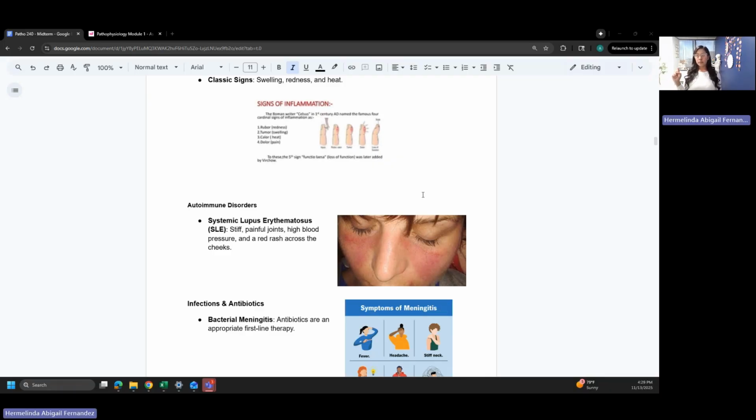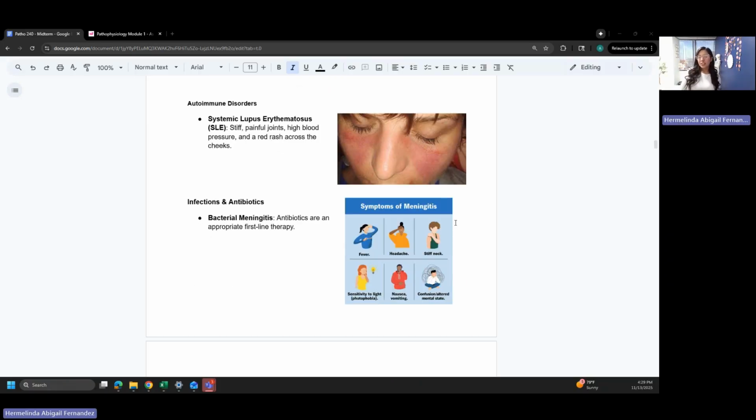Autoimmune disorders. Systemic lupus erythematosus, or SLE: you're going to see that butterfly rash across their cheeks. There are stiff, painful joints, high blood pressure, and as you can see in this picture, that rash. Infections and antibiotics. For bacterial meningitis, antibiotics are the appropriate first line of therapy. So a patient comes in and you know they are positive for bacterial meningitis. You have a bacteria, so the first line of therapy would be antibiotics, right? Okay.